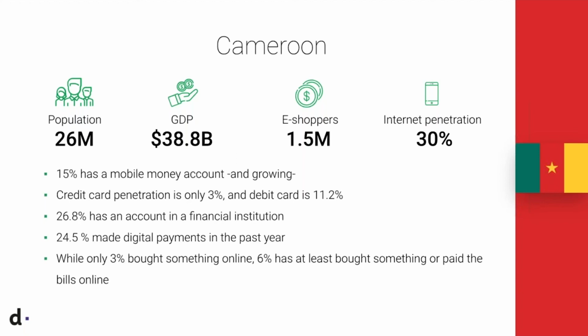26.8% of the populace have accounts in financial institutions, while digital payments accounted for 24.5% of everything that happened in Cameroon in the past year. Whilst only 3% bought items online, at least 6% paid for items online.